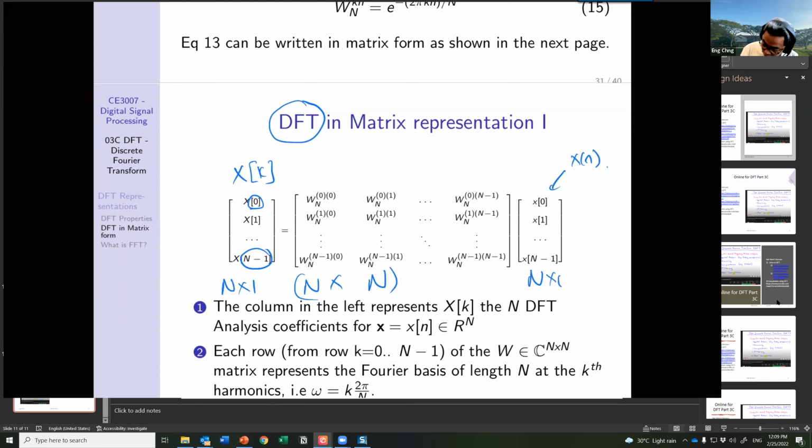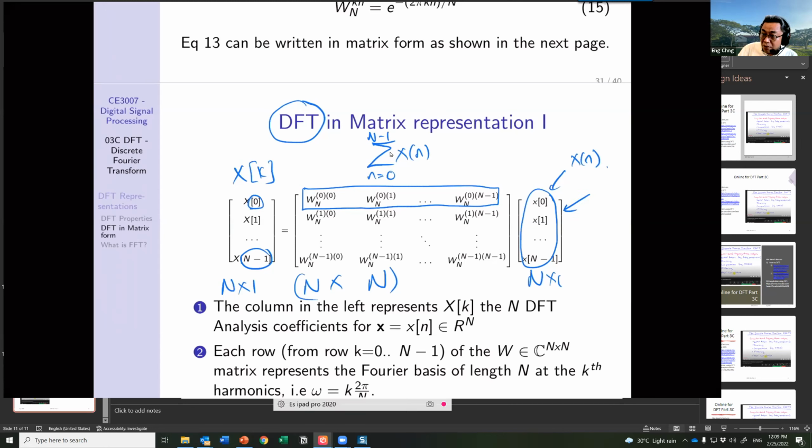Now, look at this row multiplied by this column. Isn't this the same as the summation of x[n], n equals 0 to n-1? So I am showing you this column, each of these elements: n equals 0, n equals 1, up to n equals n-1. What about this row? You take this whole thing and multiply by this, so it's a row by column vector multiplication.